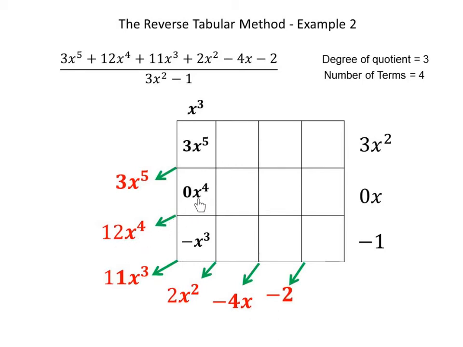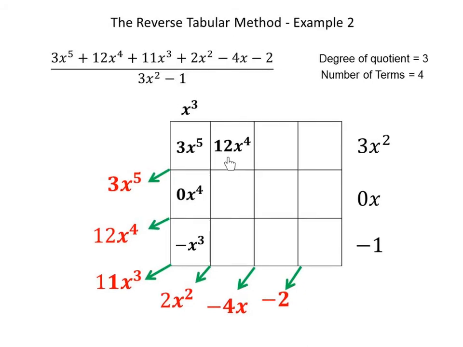So basically we know we just have to put 12x to the fourth here, because that's the only way we're going to get 12x to the fourth. 0 plus something is 12x to the fourth, so this something has to be 12x to the fourth. Now we go back to the same process that we did right here.